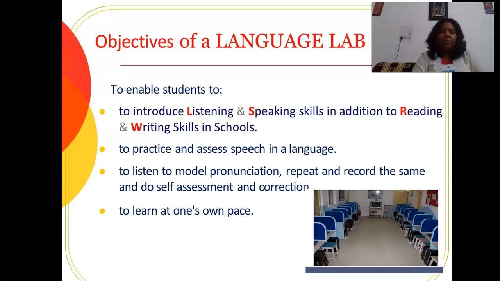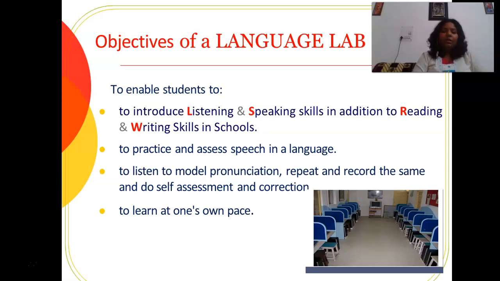And to practice and assess speech in a language, the students get a lot of practice, and they can assess their speech performances in this lab. And how do they do it? They listen to the model pronunciation. Some recordings are there, they listen to them and they repeat those recordings, and they record the same, and they do the self assessment: where they had committed mistakes, what were the words they did not pronounce properly, and what are the corrections that are required. The person himself or herself self assesses his or her performance.